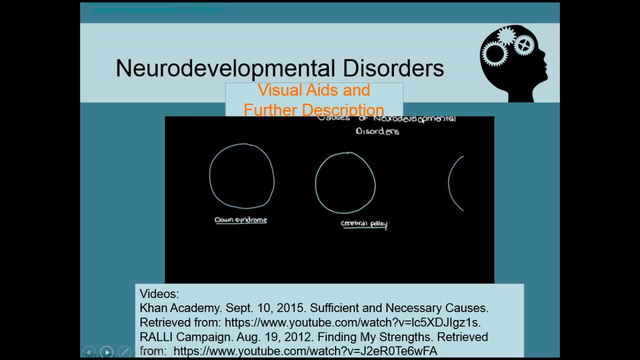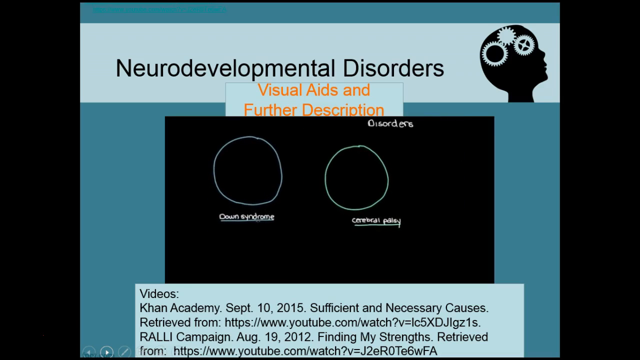So if we look at Down syndrome, Down syndrome is caused by extra genetic material from chromosome 21. So let's put that in our Down syndrome circle here. Extra genetic material from chromosome 21. And sorry, why would this even happen? Well, this usually happens because the person has three copies of chromosome 21 rather than two.